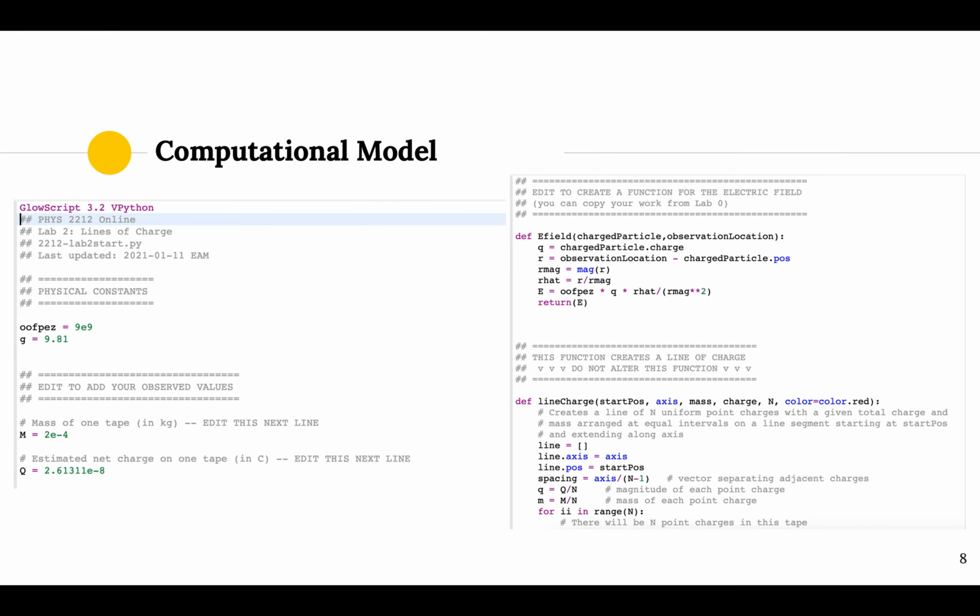So this is the computational model in GlowScript that I created. As you can see, there is the value for K and G, the gravitational constant, and the mass, and the estimated net charge on the tape that I calculated from the last time I did the lab. And then there's the function for calculating electric field, and the line charge function.